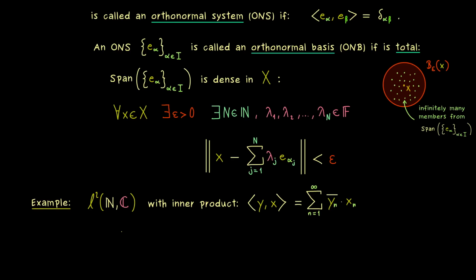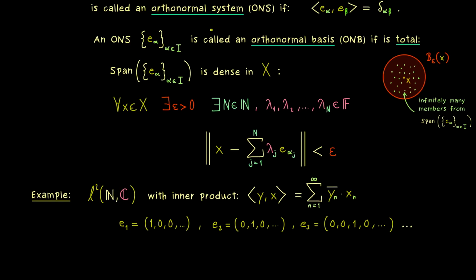Simply because the corresponding inner product looks like the standard inner product in Rn, just with an infinite series. Also, the canonical unit vectors we could define look almost the same as well. For example, E1 has zeros everywhere except for the first position. And then obviously we can continue this procedure with E2, E3 and so on. So in fact, here we have an ONS with infinitely many members. It's easy to check that this property with the Kronecker delta is satisfied, so we have an orthonormal system.